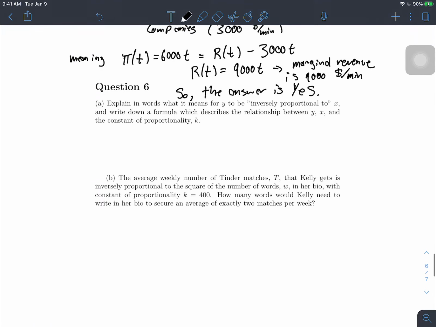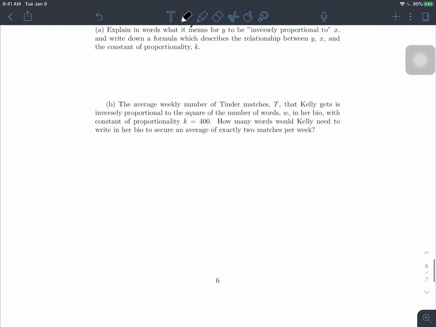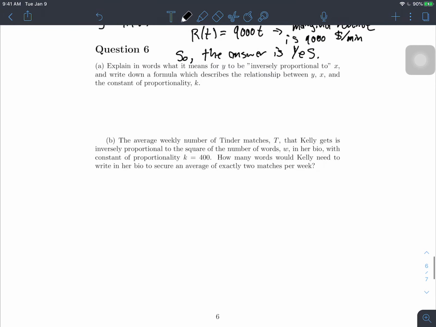All right, question number 6. We're supposed to explain in words what it means for y to be inversely proportional to x, and write down a formula which describes the relationship between y, x, and the constant of proportionality, k. So first of all, I'm going to start with the second part of the problem. I know that y is equal to k over x. That's what it means for y to be inversely proportional to x.